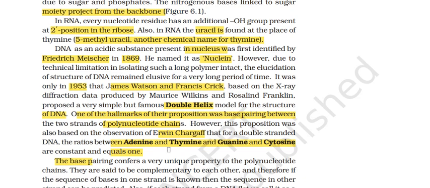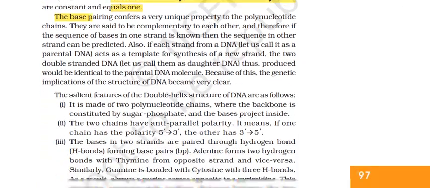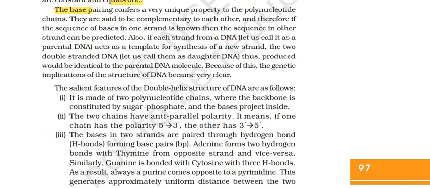Fine. Moving on. The base pairing confers a very unique property to the polynucleotide chains. They are said to be complementary to each other, and therefore if the sequence of bases in one strand is known, then the sequence in the other strand can be predicted. अगर आपको एक strand का पता है दूसरे का आप predict कर सकते हैं क्योंकि वो complementary होते हैं.